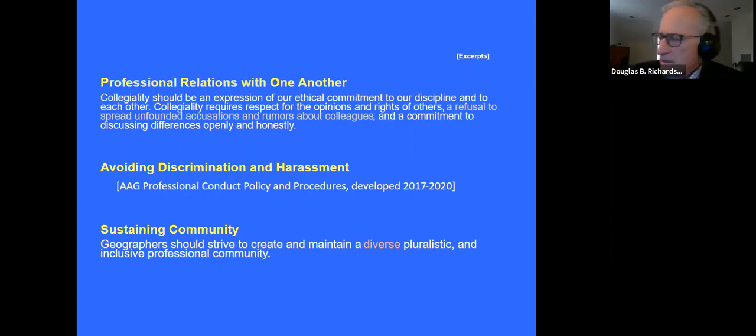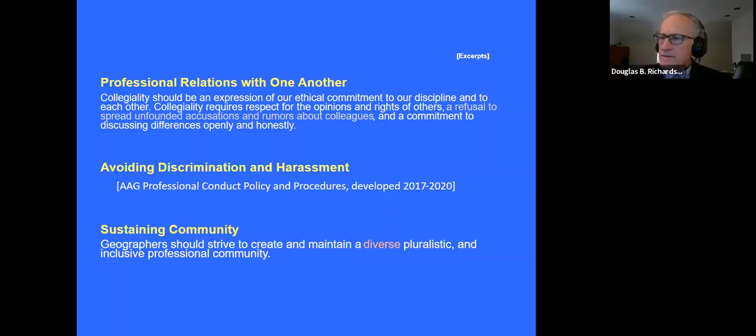So, avoiding discrimination and harassment. This is very much, I think, in our current culture. And the AAG has developed also a professional conduct policy and procedures, which grew out of sexual harassment policies and so forth. And that's been developed over the last 4 or 5 years.